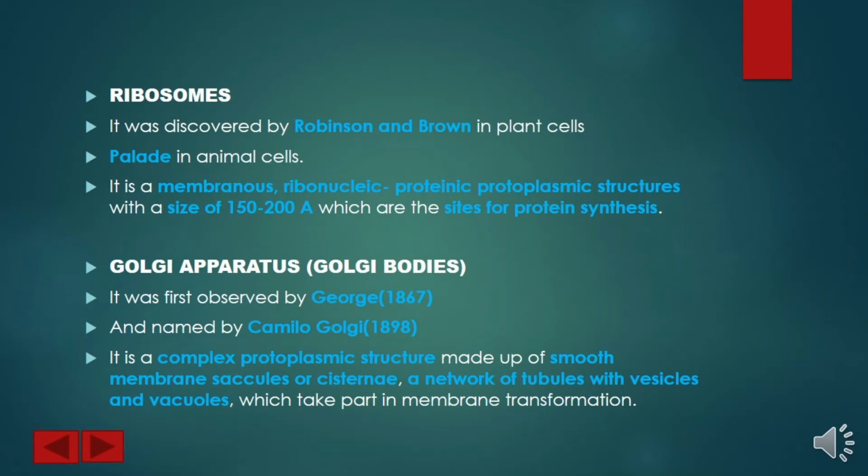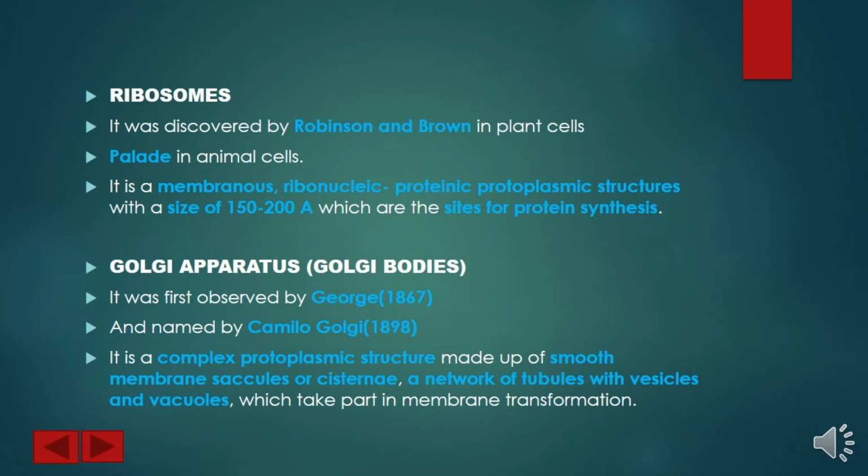Now next, coming to the Golgi apparatus or Golgi bodies. It was first observed by Georgi in 1867 and named by Camillo Golgi in 1898. It is a complex protoplasmic structure made up of smooth membrane saccules or cisternae, a network of tubules with vesicles and vacuoles, which take part in membrane transformations.